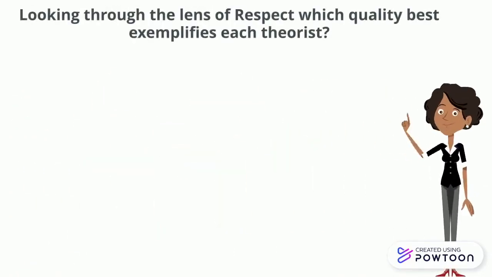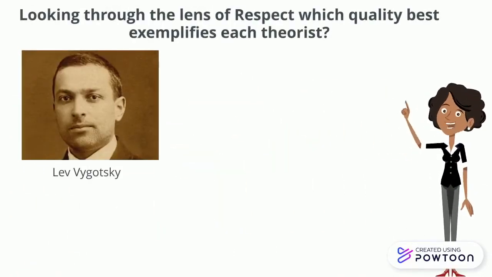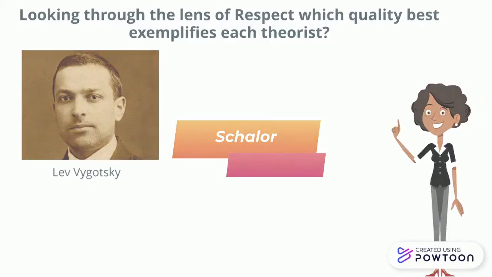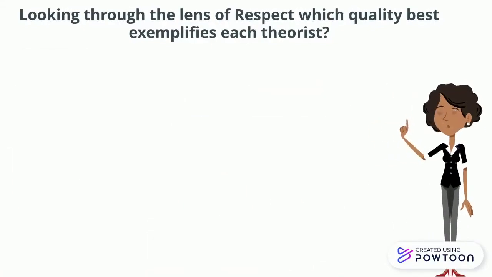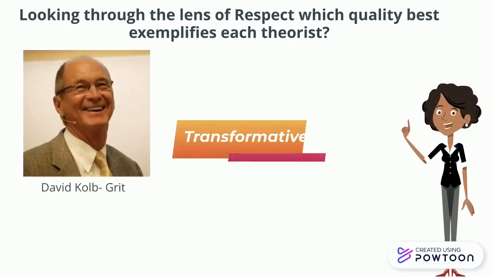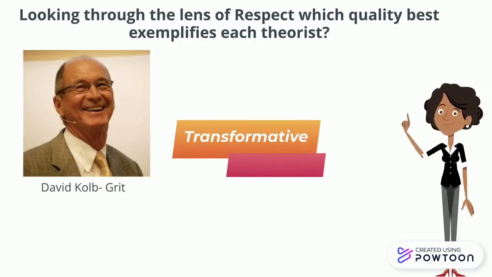Looking through the lens of respect, the quality that best exemplifies Lev Vygotsky is scholar. As an outstanding intellect, he was respected by his peers in the 1800s and even more so today, as he remains one of the most respected developmental theorists in child development and learning. Looking through the lens of respect, the quality that best exemplifies David Kolb is transformative. While he believed knowledge is created in a repetitive cycle, he also believed that experience created transformation in the person and the knowledge that that person acquires.